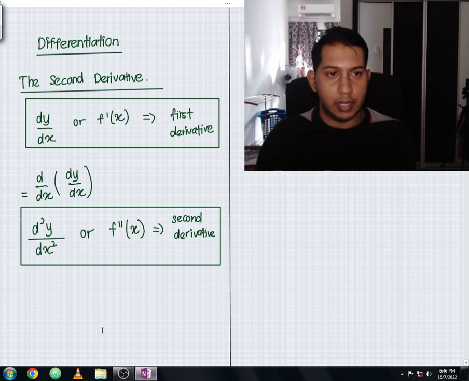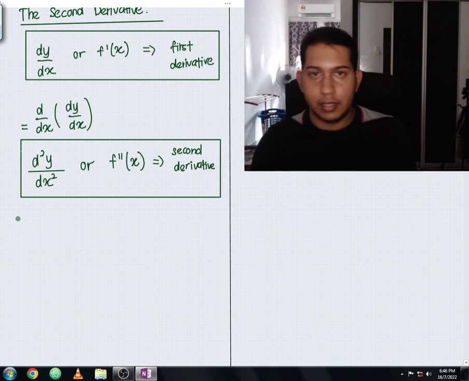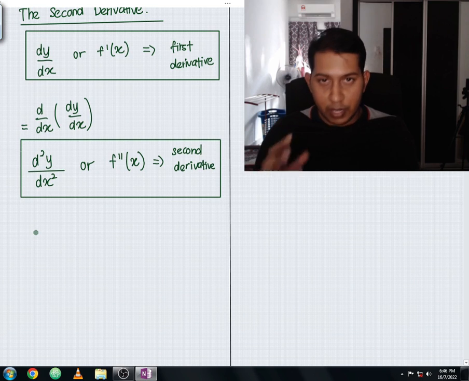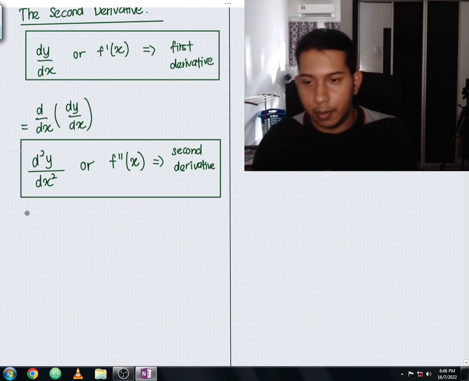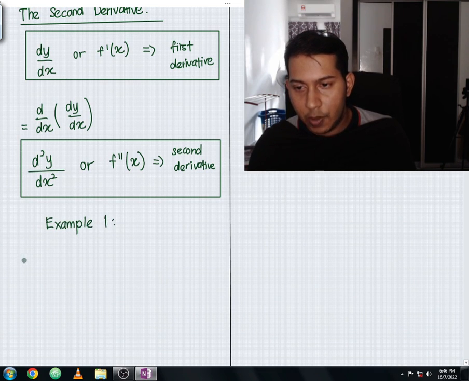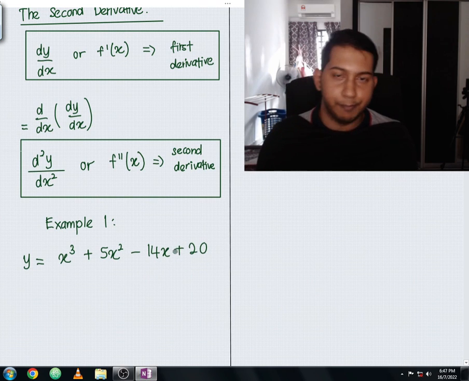Okay, so enough with the theory, let's move on to the example. That's the important part. Once you learn the theoretical part, you immediately need to apply it to an example. So example 1. Let's say you have y equals x cube plus 5x square minus 14x plus 20.